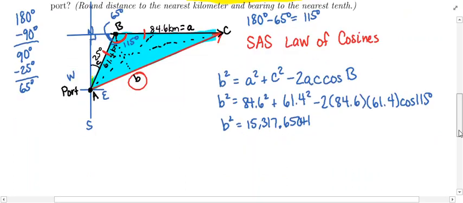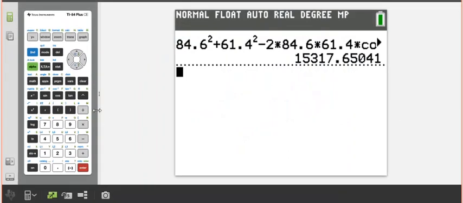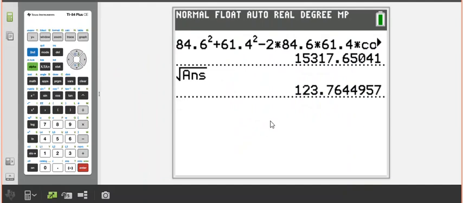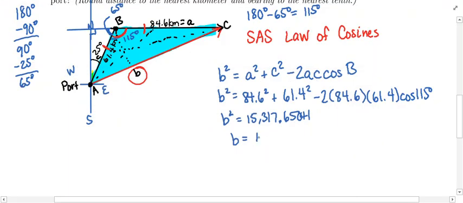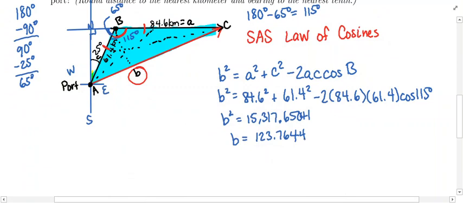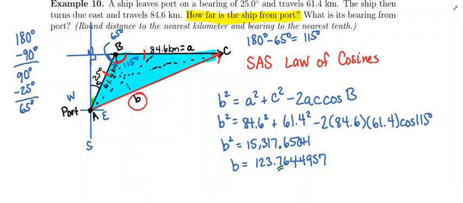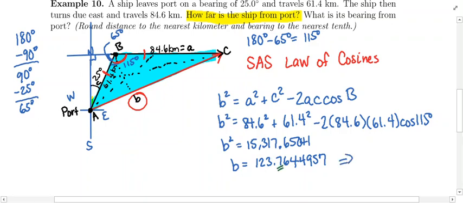And then I need to take the square root of this to get b. We are dealing with a distance here, so you can ignore the negative square root. Okay, so this is going to be 123.7644957. Okay, so that's the distance we're looking for. Okay, it says in the directions to round distance to the nearest kilometer, and so we have a 7 after the decimal point, so we will bump up to 124.